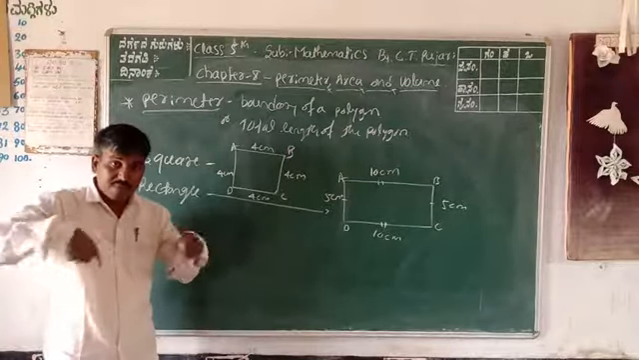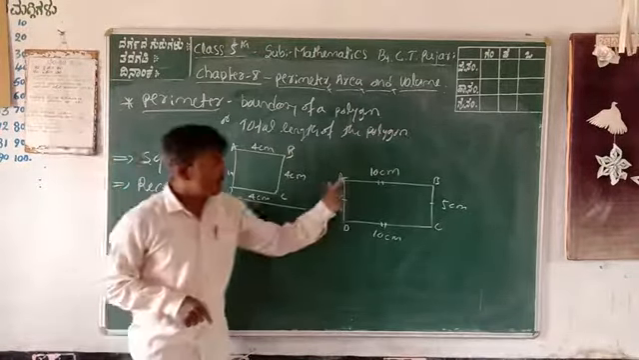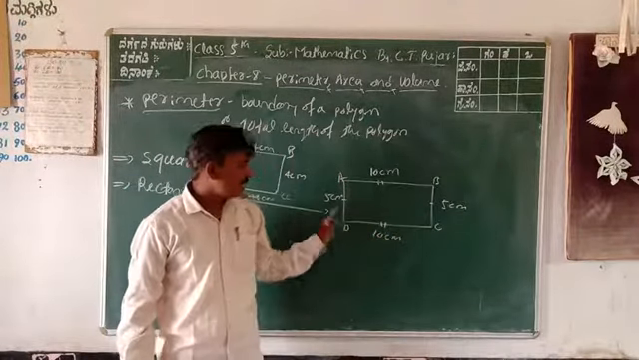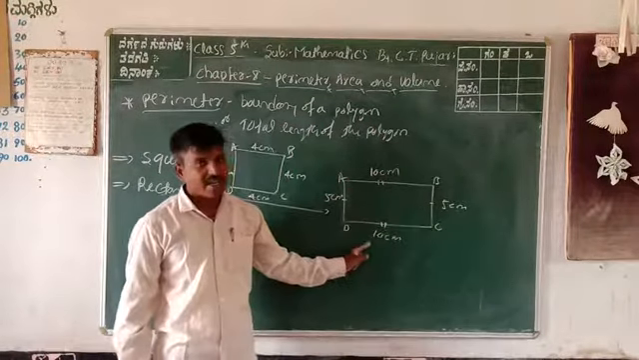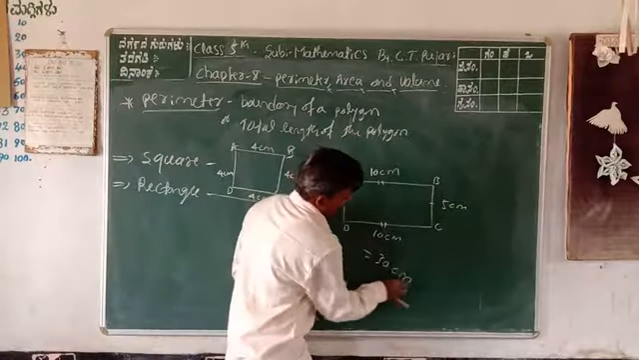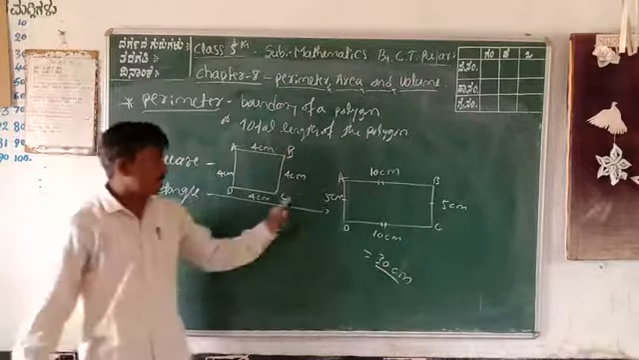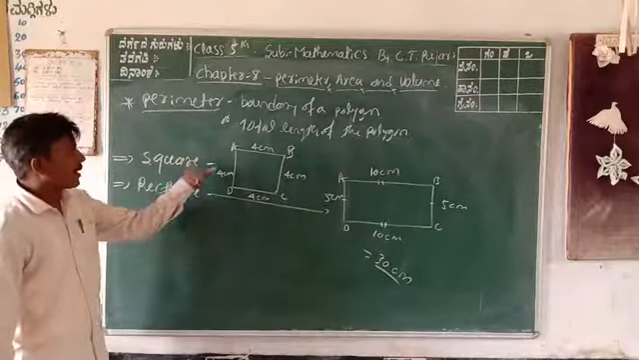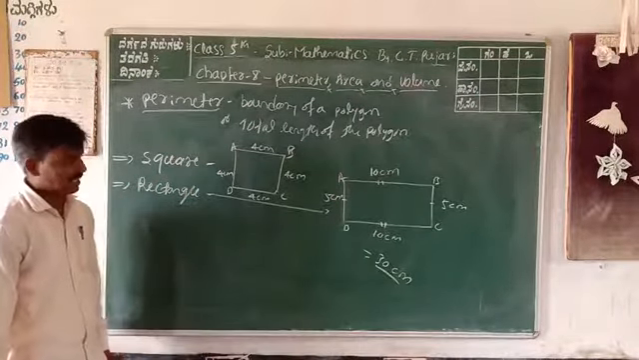Perimeter means the sum of all sides. Four sides are here: 10, 5, 10, 5. 10 plus 5 is 15. 15 plus 10 is 25. 25 plus 5 is 30 centimeter. The total length is 30 centimeter. Therefore, the perimeter of rectangle ABCD is equal to 30 centimeter.